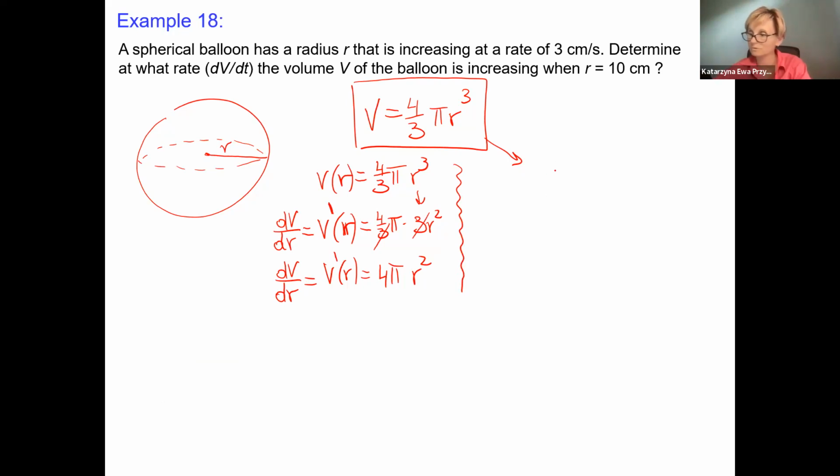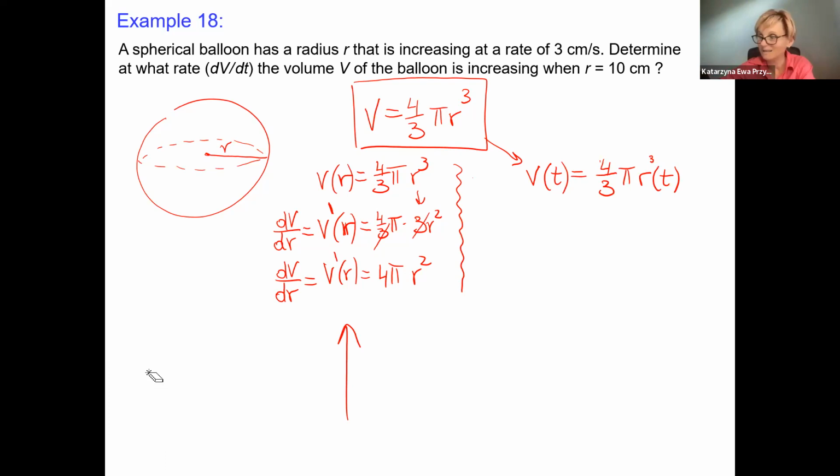What I can do? Volume depends on time. It's still the same formula because you may notice here we didn't use the chain rule because we just have independent variable r cubed, derivative of r cubed is 3r squared. That's it. But this one, yes, this one is r cubed, but r depends on time. That means it's an inner function.